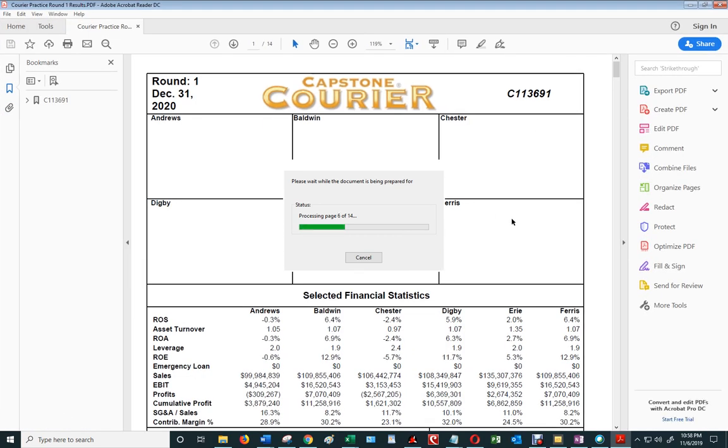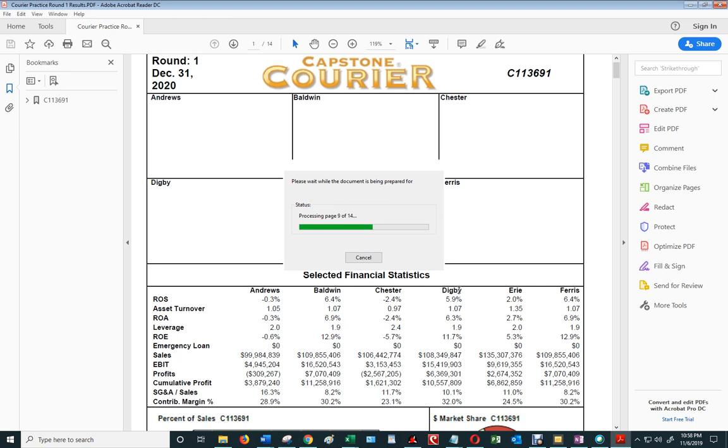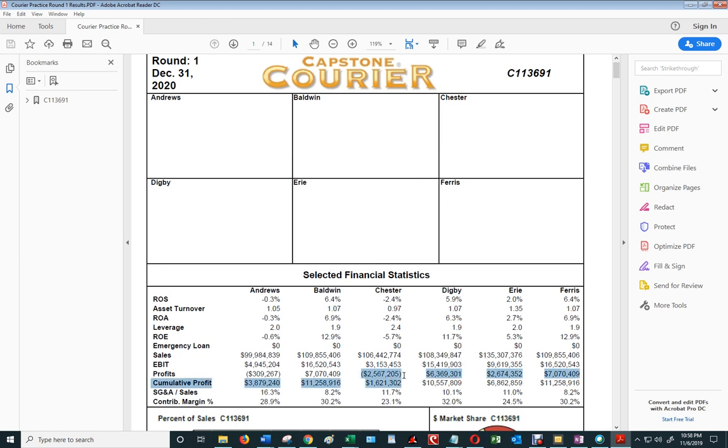And you can see that it starts off and gives you financial statistics. I'm going to pick a company that generated a loss the first time. I think I'm going to pick Chester right here because they generated a loss of 2.5 million. They didn't have an emergency loan, which is great. They had a fairly low margin here as well. You want to strive for a contribution margin of at least 30%. And they had a profit of negative 2.5 million. So I want to help Chester improve.